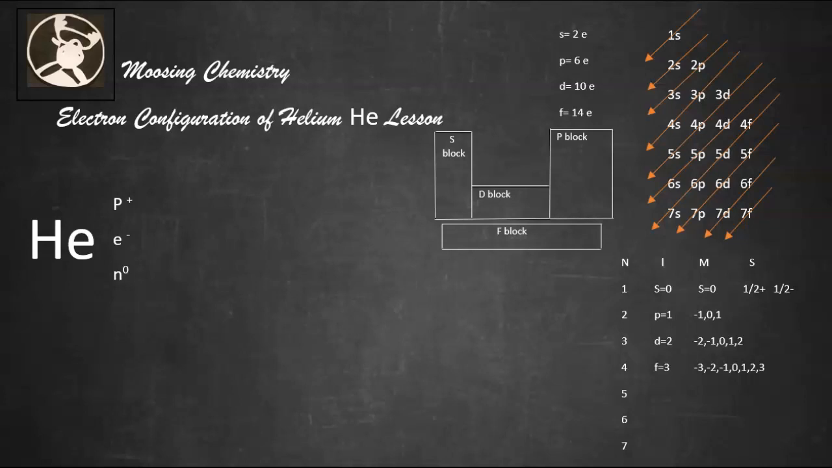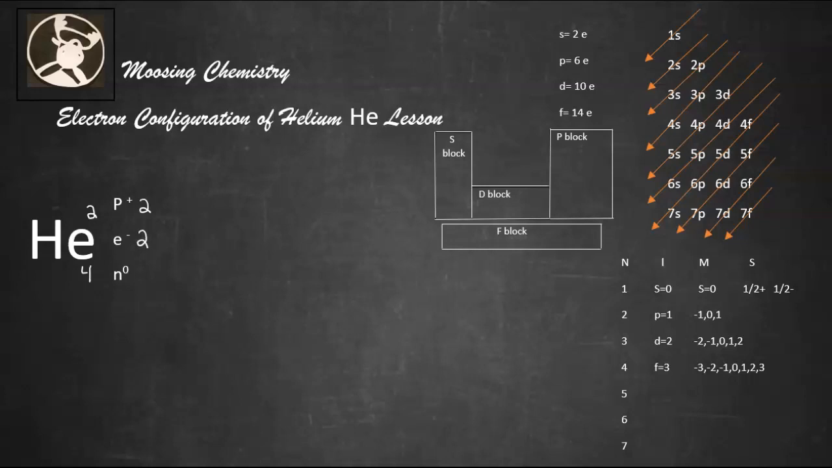Alright, now we're going to look at the element helium. It's number 2 on the periodic table, so we're going to give it an atomic number of 2. Its atomic mass unit is 4. Since it has an atomic number of 2, it has 2 protons. And since helium is electrically neutral, it has 2 electrons.